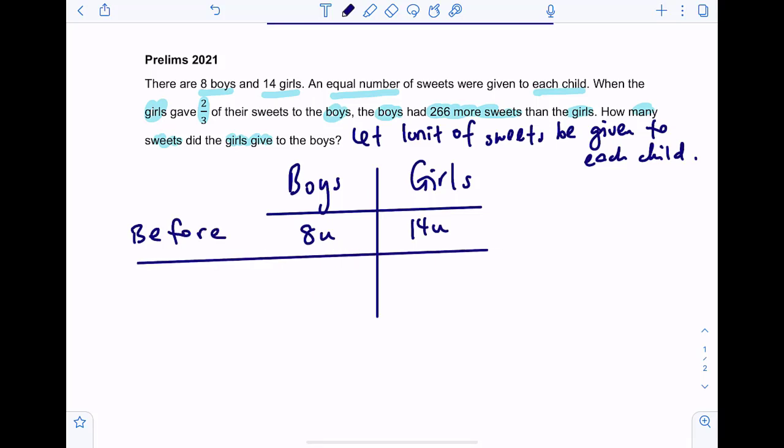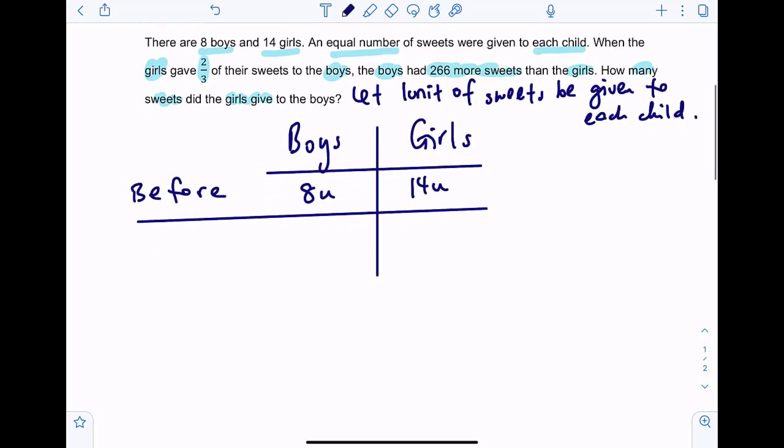Now, for some reason that I'm not sure of, maybe they were celebrating someone's birthday or something, the girls decide to give 2/3 of their sweets to the boys. So what is 2/3 of 14 units? 2/3 of 14 units is being given away to the boys.